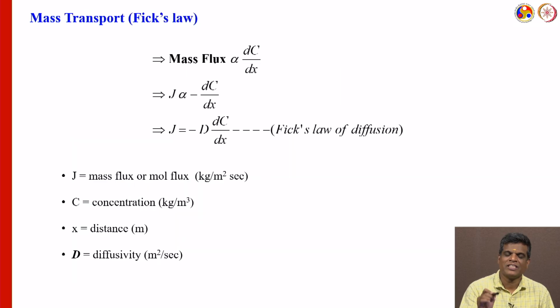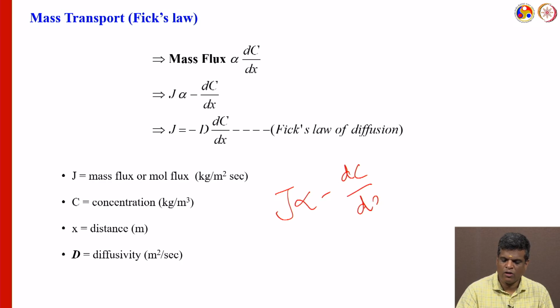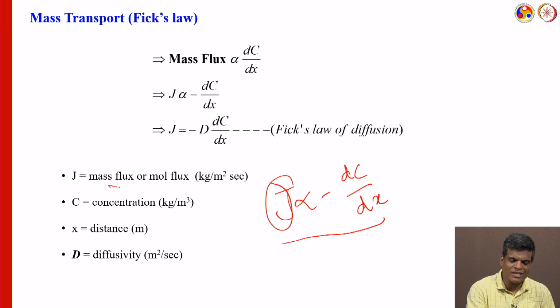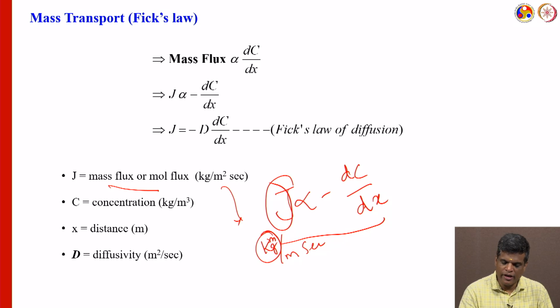This is the famous Fick's first law. We always write J proportional to minus dC/dx. This is Fick's first law of diffusion. What is J? J is the mass flux; sometimes we write molar flux. We have many different fluxes. The units are kg per meter square per second, or kg mole per meter square per second, that is, the rate divided by per unit area per unit time. That is called mass flux or molar flux.